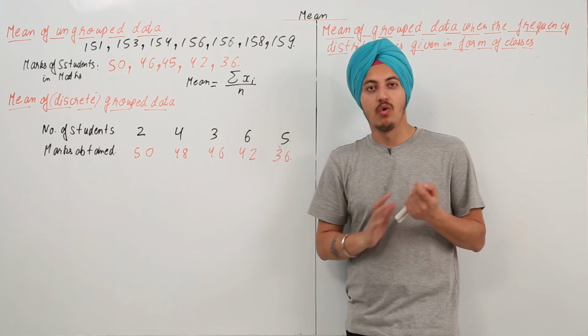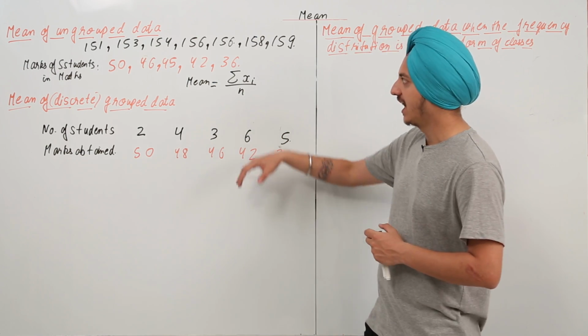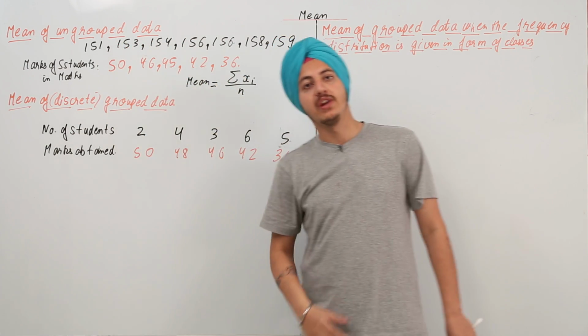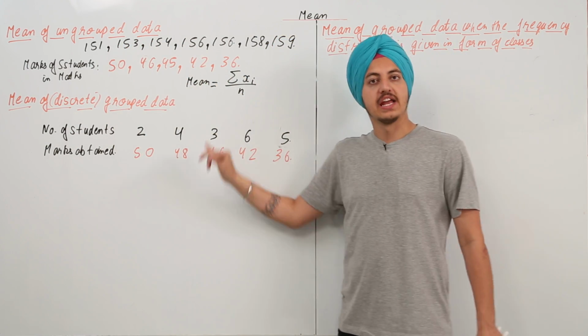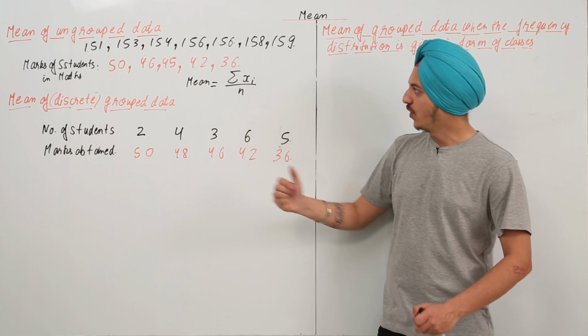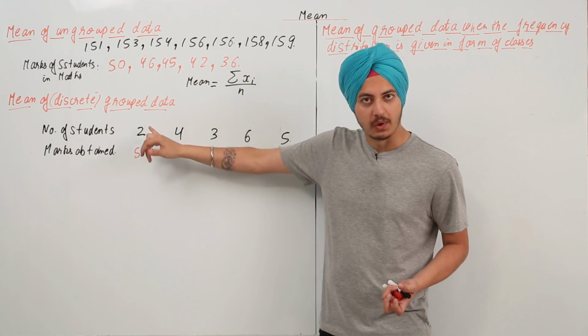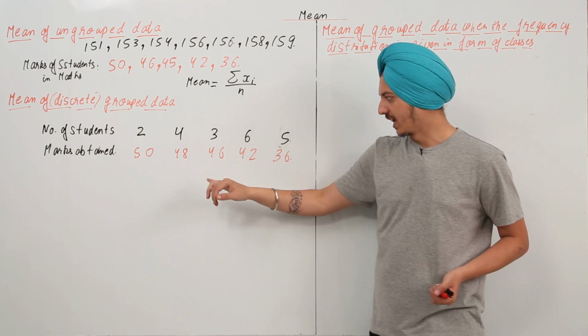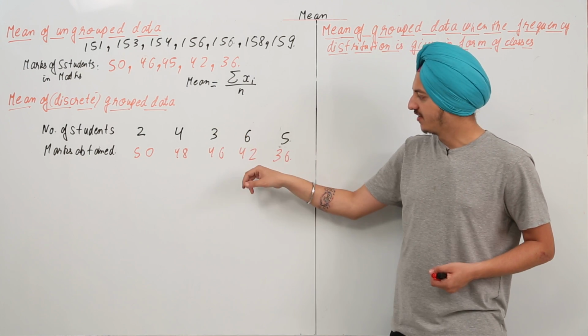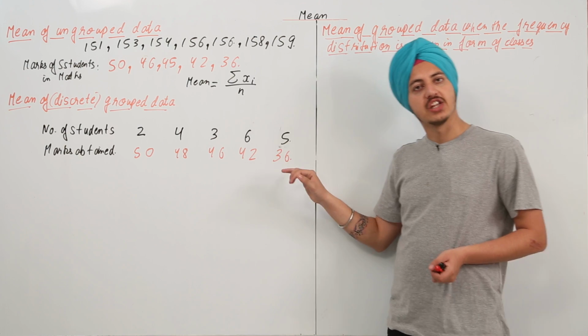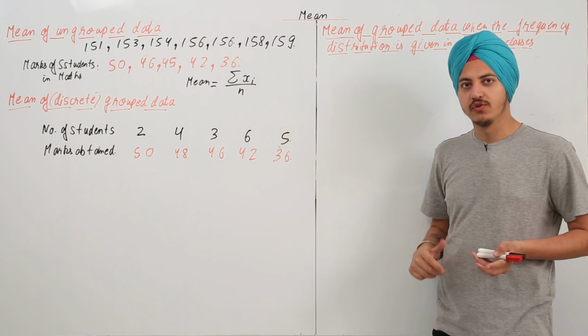Now if you were given this data in an ungrouped manner, how will you represent it? Say you have to arrange this data in the descending order. What you will have to do is write 50 twice, then write 48 4 times, then write 46 3 times, then write 42 6 times, and then write 36 5 times. And then how do we calculate mean?